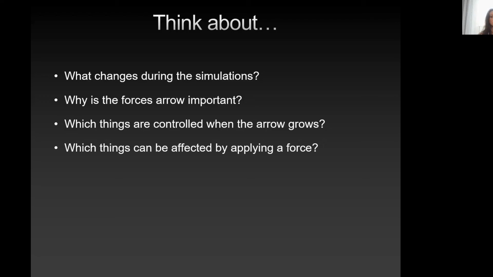Third one, which things are controlled when the arrow grows? When the arrow grows, the thing that is controlled is either the force applied, which is growing, or the force of friction, which is growing when there is friction present. Fourth one, which things can be affected by applying a force? The motion, so acceleration and speed, will be affected when applying a force. So the larger the force, the faster the object can travel, or the more acceleration you give the object.